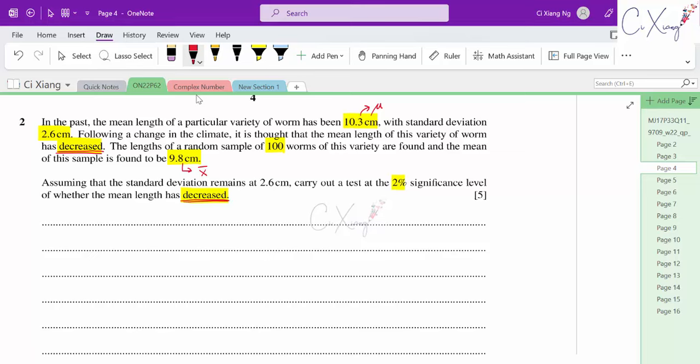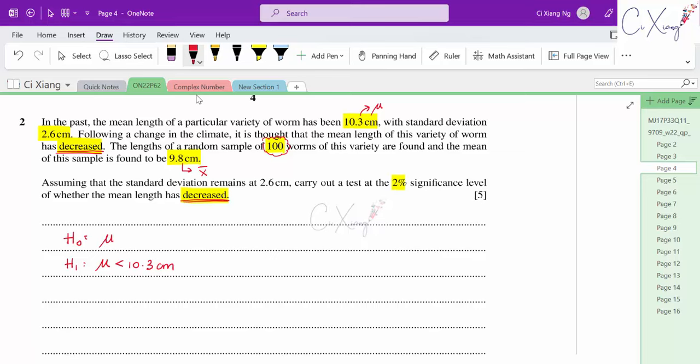They are talking about the population mean, and we want to see whether the population mean has decreased or not. Our sample size here is 100, so we are going to use the normal distribution involving the sample mean with a large sample. Let us start the test. First, we need to form the null and alternative hypotheses. Because of the word decrease, my alternative hypothesis should have the population mean smaller than the original mean, which is 10.3 cm.